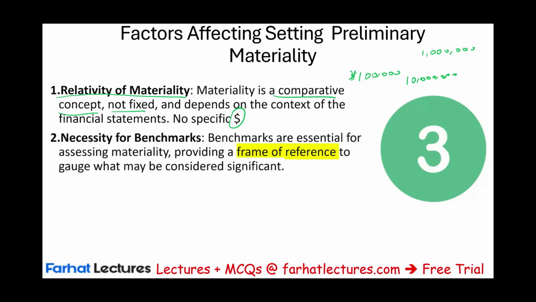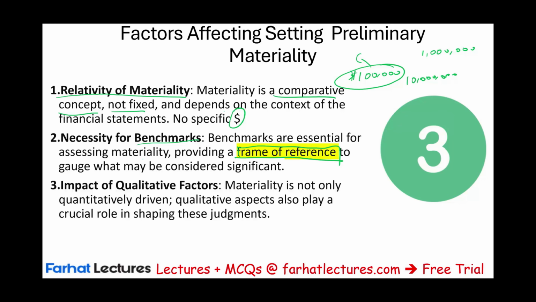Also, when we are setting materiality, we have to have a frame of reference. We have to have a benchmark. Benchmarks are essential for assessing materiality to gauge what might be considered significant. So what is something significant? Is $100,000 significant? Well, we have to compare the $100,000 to something else. And when we compare it to that frame of reference, we can make a better judgment. Also, there are qualitative factors. Materiality is not only quantitative, it means it's not only based on numbers. Qualitative factors also play a crucial role in shaping these judgments. So I'm going to go over each one of those separately, emphasizing them because this is what helps auditors set materiality.